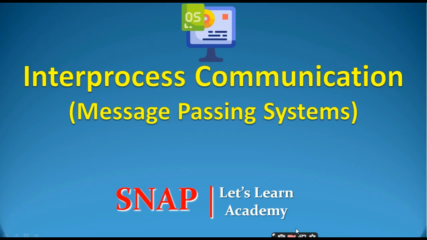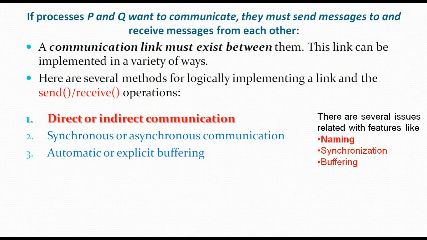In inter-process communication, we have already seen the introduction to the message passing system. In previous lectures, we have also discussed the shared memory system, the shared memory region among the processes, and also a message passing system. Now, in this lecture, we will understand the direct and indirect communication methods along with the issue related to naming.